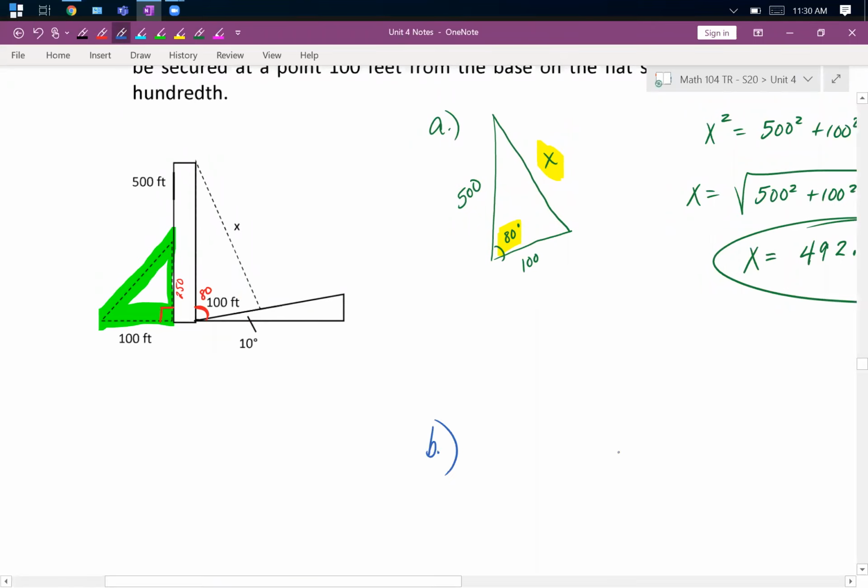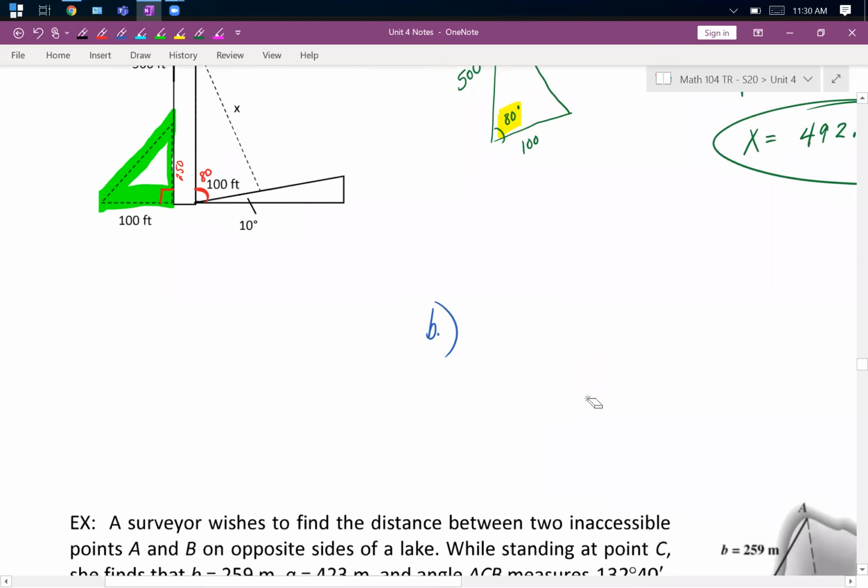So for part B, I have this breakout triangle here, and I'm trying to find my side X. Do I need to use the law of cosines? Wouldn't Pythagoras' theorem work because it's a right triangle?